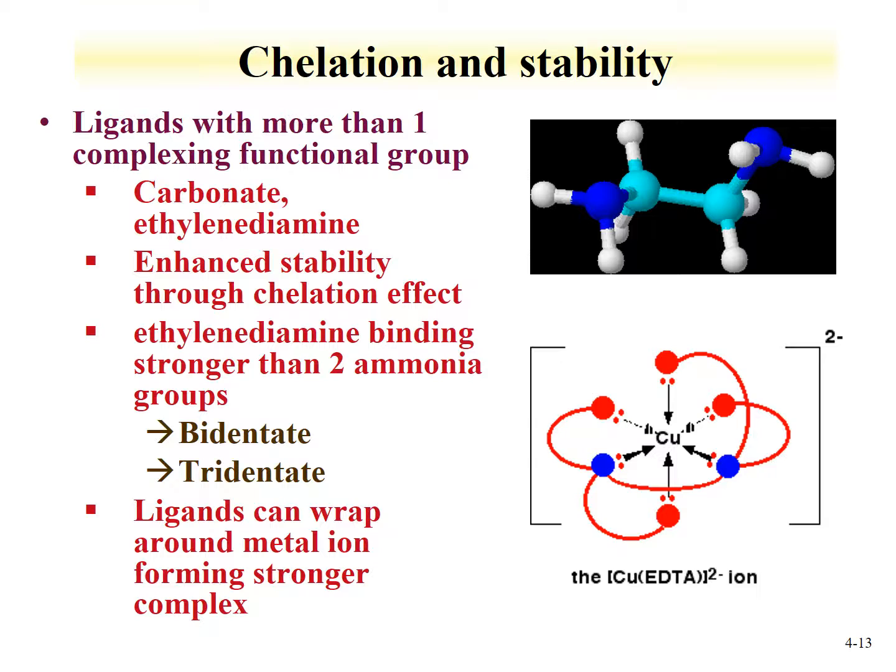Another route for describing metal-ligand interaction is chelation. Chelation is where you have a ligand with more than one complexing functional group. An example would be ethylenediaminetetraacetic acid, EDTA, listed here, and the coordination as shown here with copper. When you get this chelation and enhanced stability, it's due to the fact that you have coordination that's also driven by the geometry of the metal-ligand interaction. Fundamentally, these ligands can bind the metal ion multiple times, either bidentate or tridentate. They can wrap around the metal ion, forming a stronger complex.